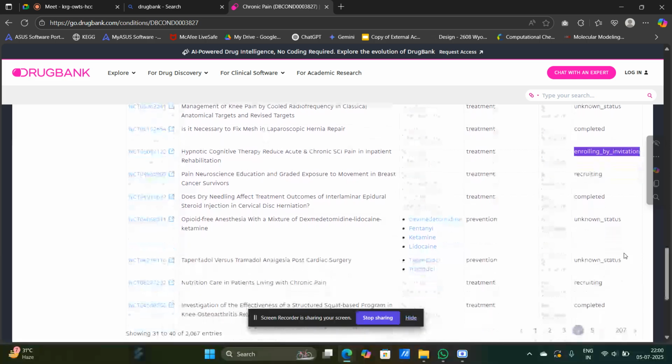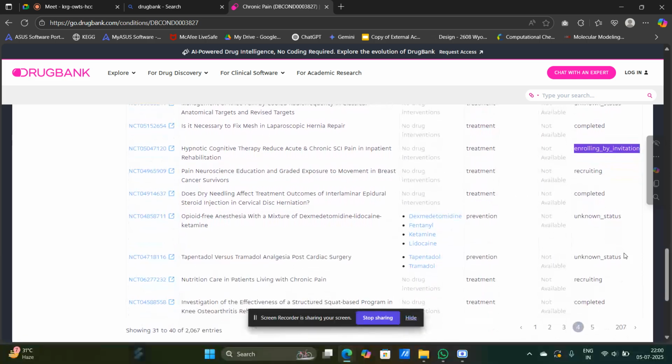Okay. And now there might also be a few other things. There might be something called not yet recruiting. It just means that the clinical trial study was approved, but they have not started recruiting participants yet. And there might also be something called withdrawn. Withdrawn is when, before even participants could enroll for it, the clinical trial was withdrawn. So that is what it is trying to say.